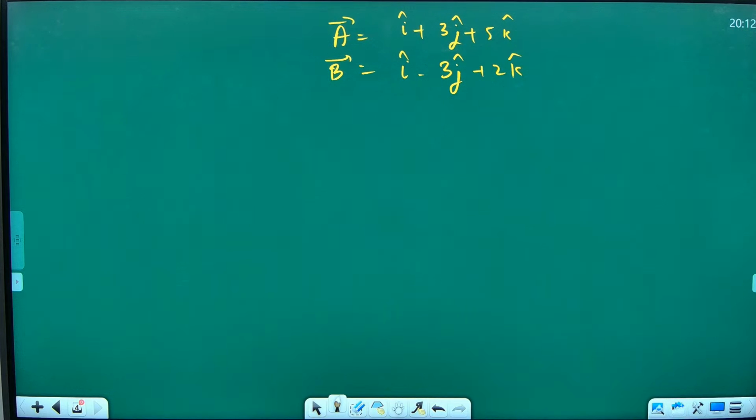I multiply, na, cross or dot? Cross or dot? Dot. Say cross. Cross na, I cross j will become k.